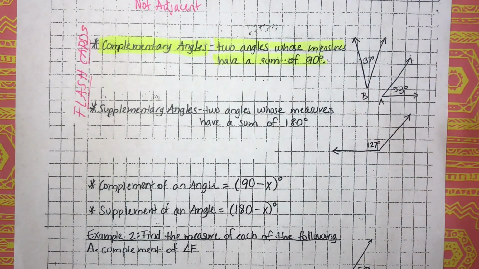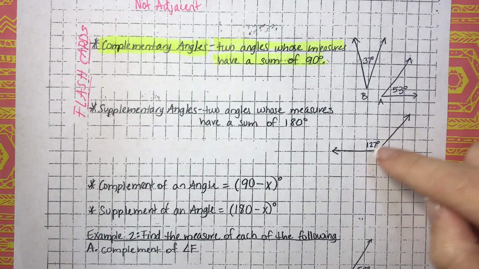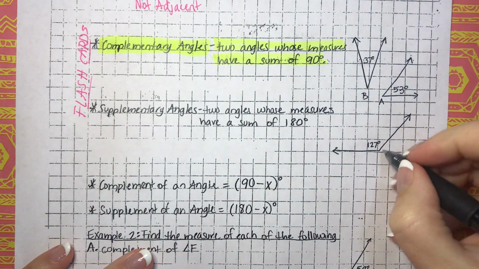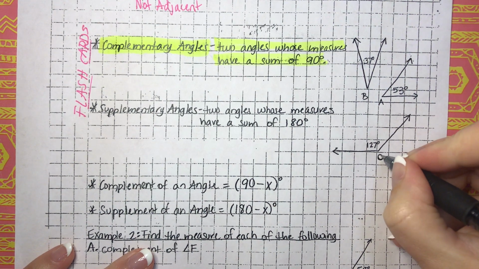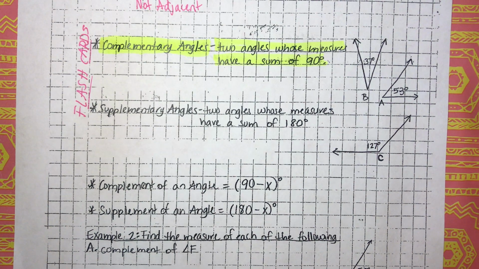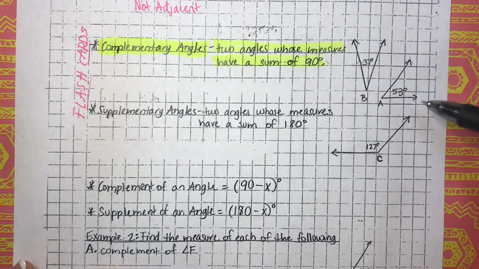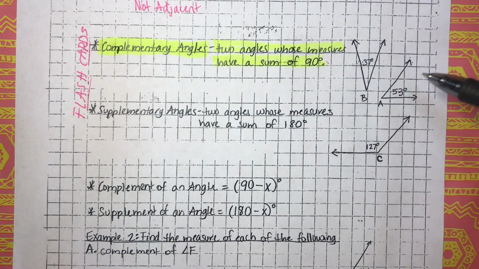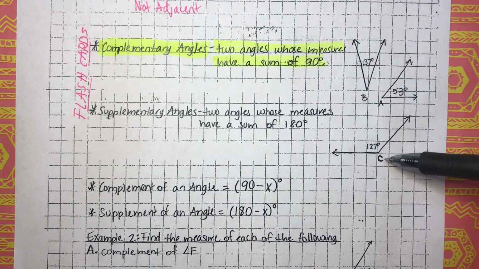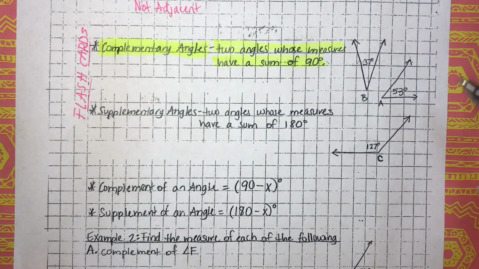We have angle A and angle B. Oh, this is supposed to be angle C. Go ahead and write a C in there. Here we go. C. Put a C right there. Okay. So two angles that have a sum of 90. So what could that be? A, B, or C? Well, C is already over 90, being 127 degrees. So there's no chance that can be complementary.